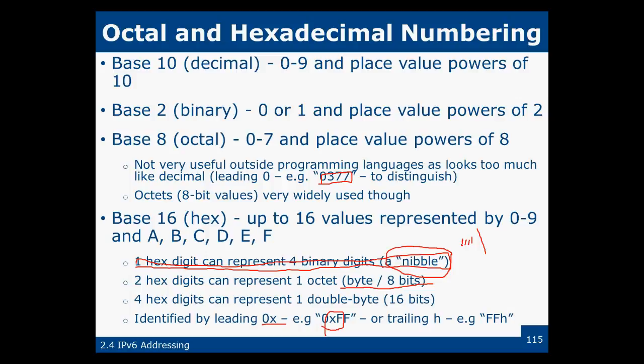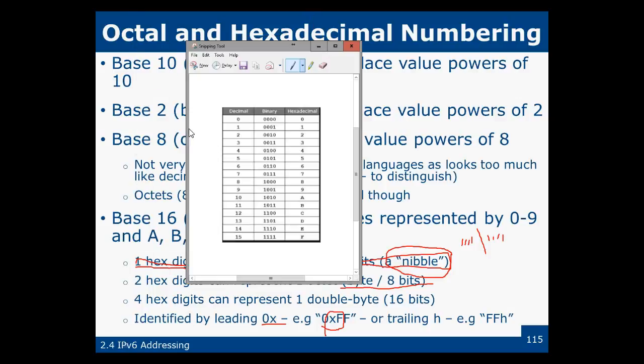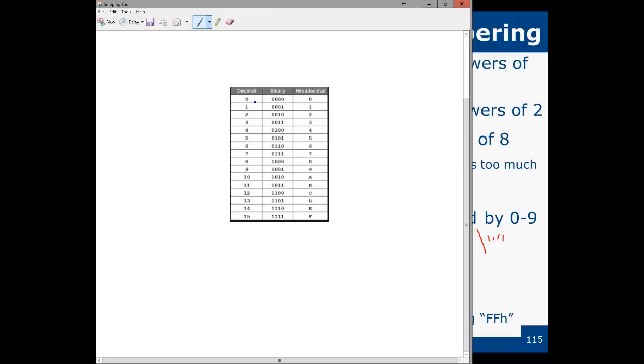If I have 1111, that's 15, and 15 and 15 would be FF. Let me bring in a little chart here. We look at the binary to decimal conversion. 0 is all zeros. The 1, 2, 4, 8, 1, 2, 4, 8.